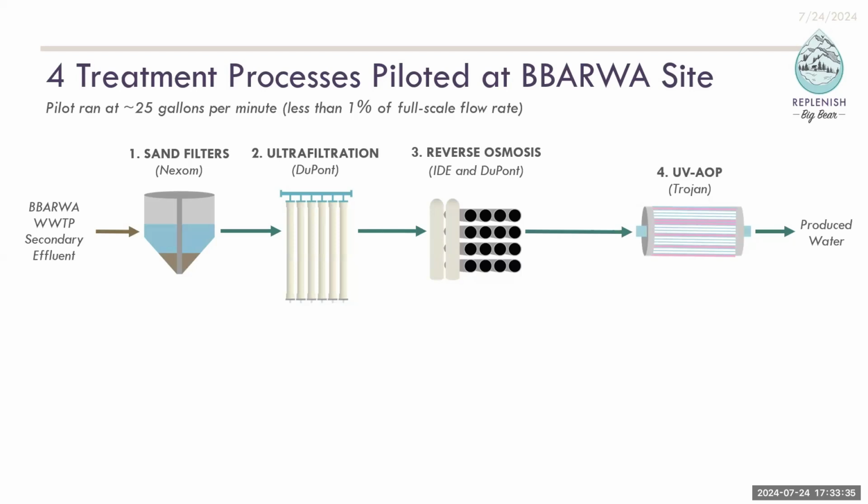UV AOP is essentially an advanced form of disinfection process. You have UV lamps that can destroy contaminants and microorganisms on their own. But you add oxidants such as sodium hypochlorite, bleach, or hydrogen peroxide. That UV and that oxidant react to produce what we call radicals. Those radicals are very effective at destroying even further microorganisms and organic compounds in the UV lamp.